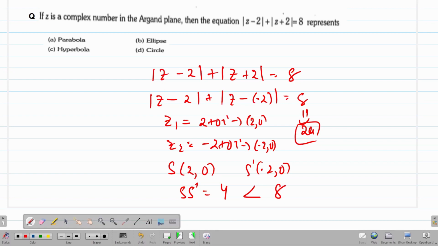So that means the locus of z is an ellipse, right? Because in an ellipse, |z1 - z2| is less than that constant lambda, which is 2a. Next.